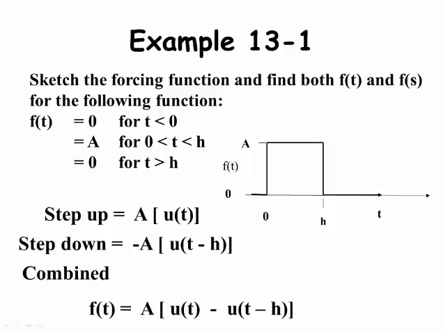By combining the equations, we write f of t equals a times u of t minus u of t minus h, as shown in the bottom of the slide. This expression is our time domain expression that describes the pulse that starts at time t equals 0 and ends at time t equals h.